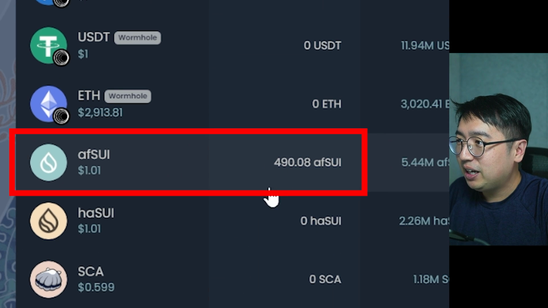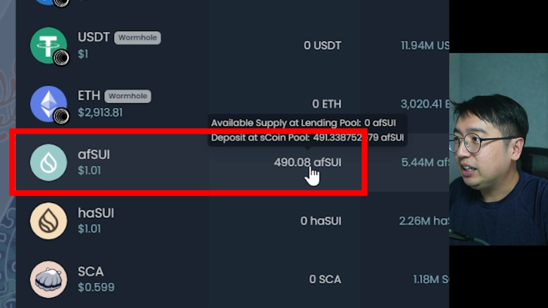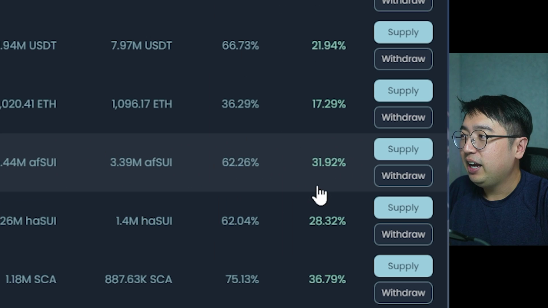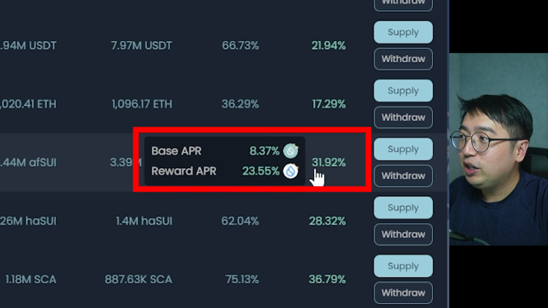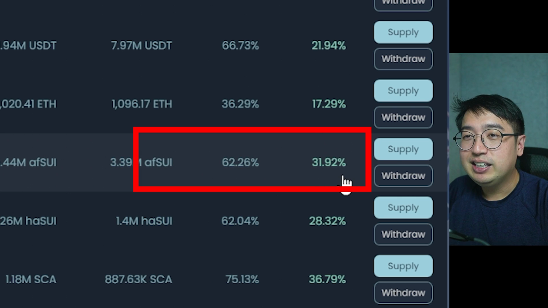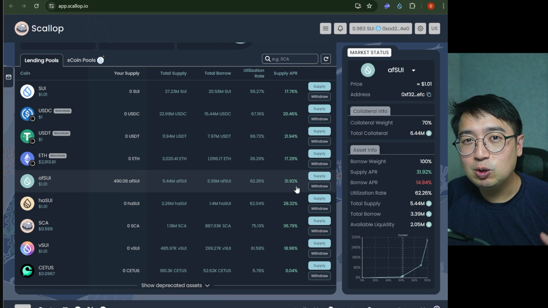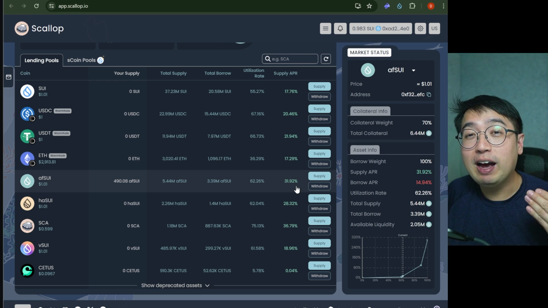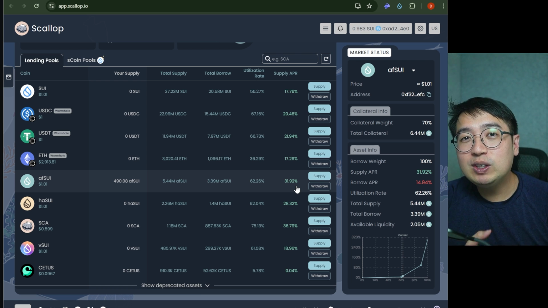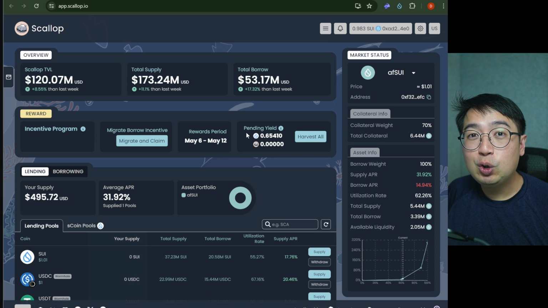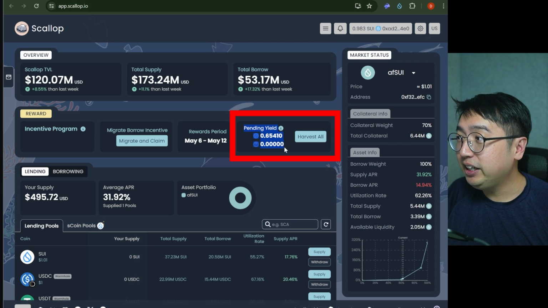So our supply, 490.08 AF SUI. And at the moment, we're earning about 32% in APR. Now this is APR and not APY. That means we have to claim those rewards if we wanna compound them. Because if you have APY, that means those rewards are automatically compounded. We're gonna see the rewards we're earning in real time up here in pending yield.